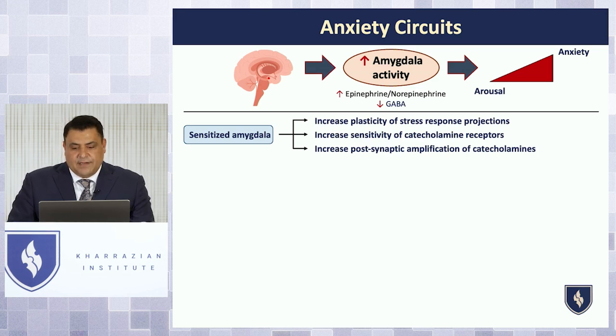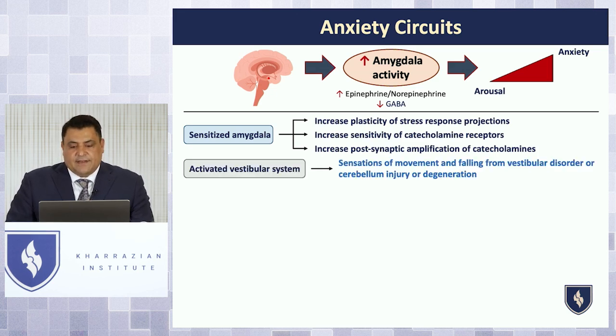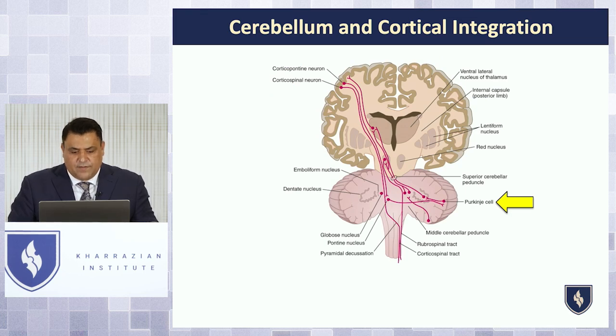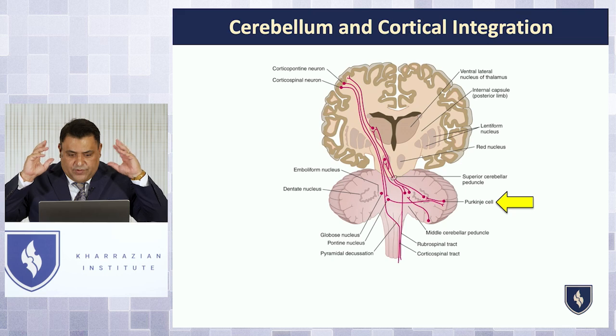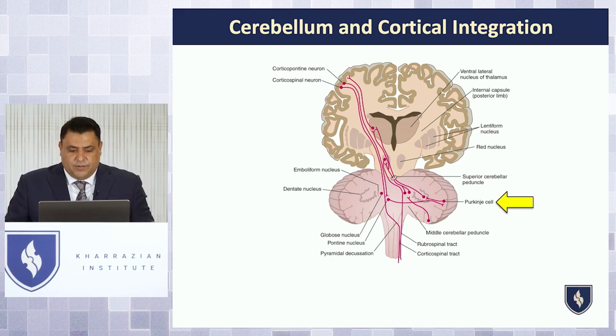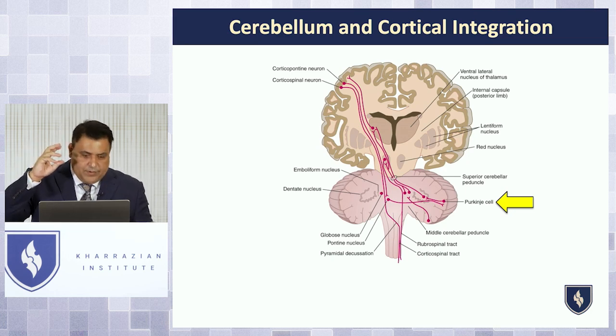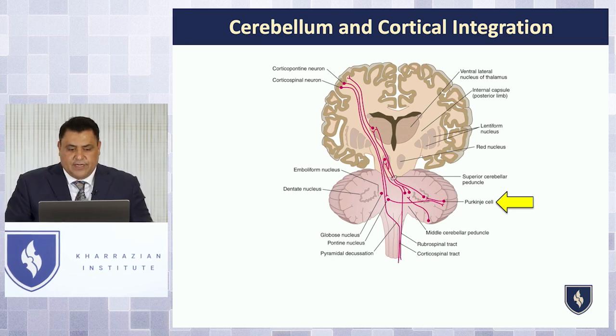Another reason, completely independent of that, is an activated vestibular system. When there are sensations of movement and falling from vestibular disorder or cerebellar injury or degeneration, that can activate the amygdala pathways. So when you look at the neurology of this, you have different receptors in your inner ear, your vestibular apparatus, these semicircular canals, these otoliths. They get input from your head moving in motion, and they fire directly into the cerebellum.